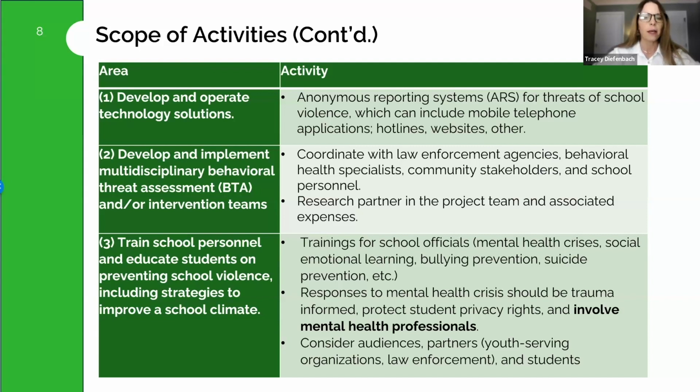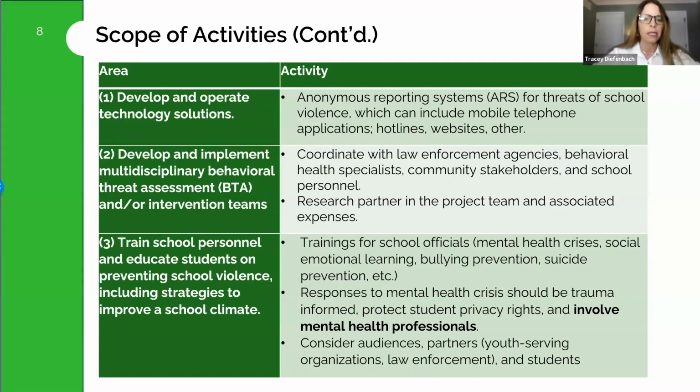Area 2 is to develop and implement multidisciplinary behavioral threat assessment, or BTA, and/or intervention teams. Now, BTA and intervention teams must be multidisciplinary and should coordinate with law enforcement agencies, behavioral health specialists, community stakeholders, and school personnel. Engaging the community is a crucial component of BJA STOP grants, and you'll see this as we go throughout this solicitation, each of these deliverable areas.